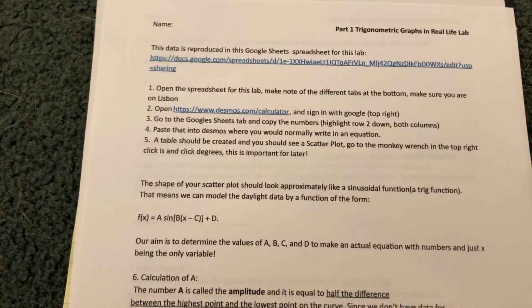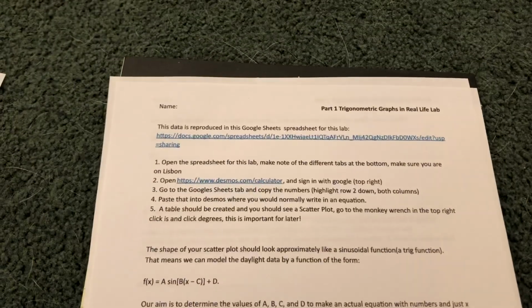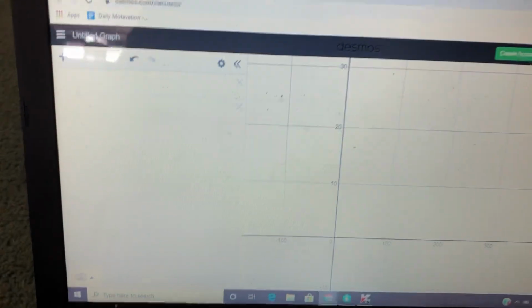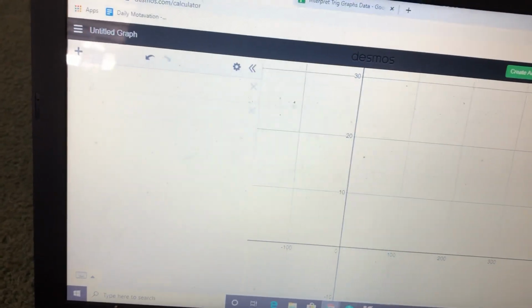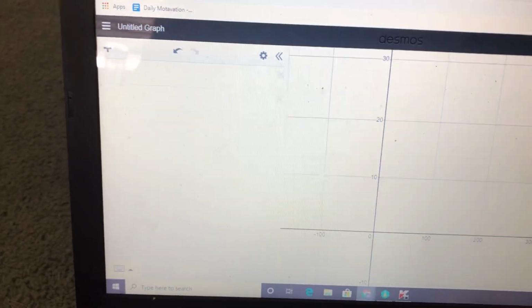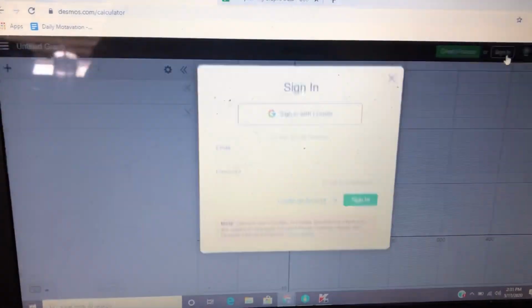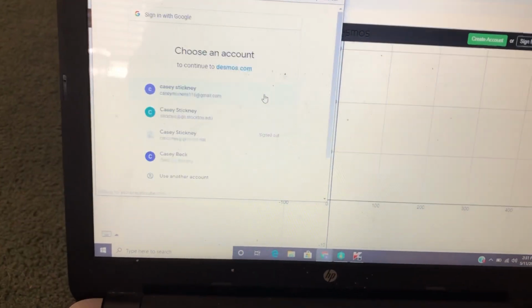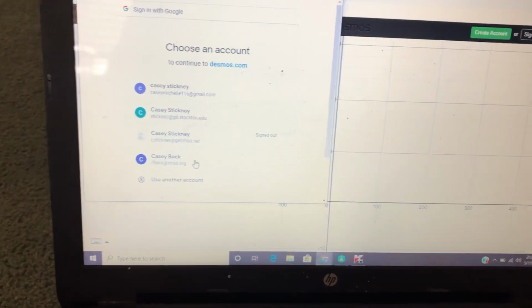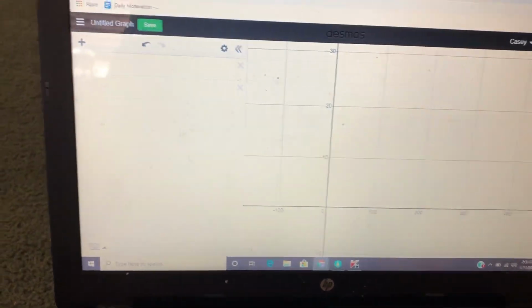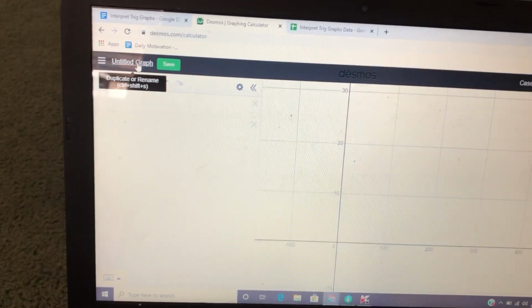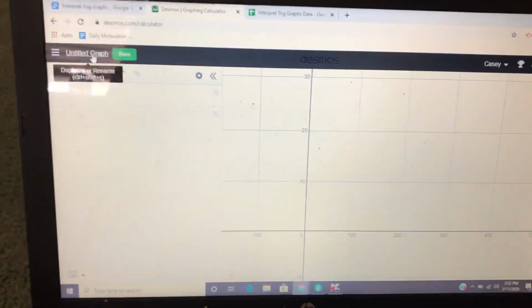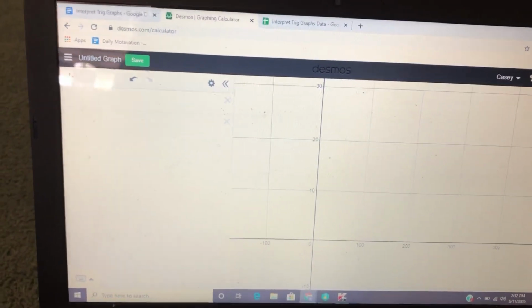You're also going to want to open up the Desmos.com calculator, and that's right here. Make sure you're signed in with Google on the top right. We've done this before in class. You click sign in, sign in with Google. The reason you do this is it saves your work in case you have to exit out of it. You can name this if you want, like Lisbon numbers, whatever. I don't need to see this. This is for your own good.